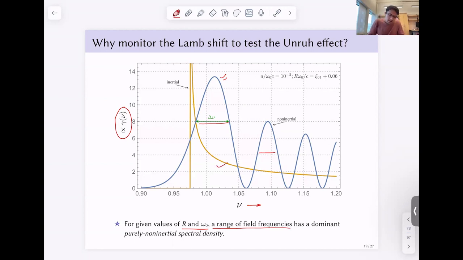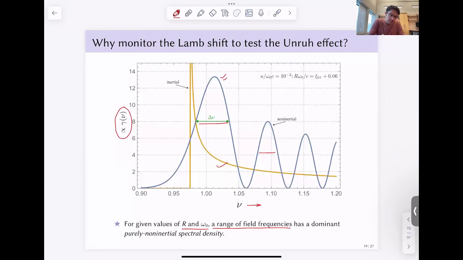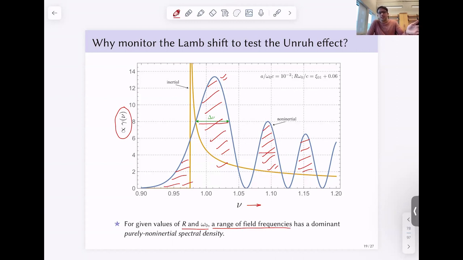And due to the way the Lamb shift depends on Gamma(nu), the Lamb shift will capture all these ranges through the integral over the field frequencies. By studying the Lamb shift, you can take much more advantage of the fact that we noted with transition rates, that there are certain configurations at which the purely non-inertial contribution can be of the order of the inertial one. But in the Lamb shift case, you can even accumulate this enhancement over many field frequencies.